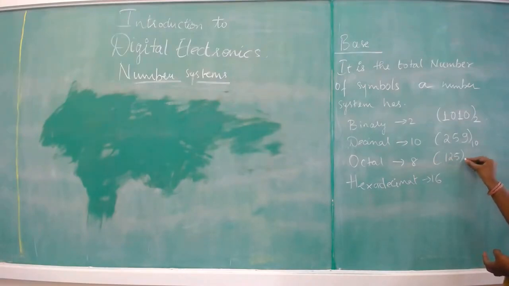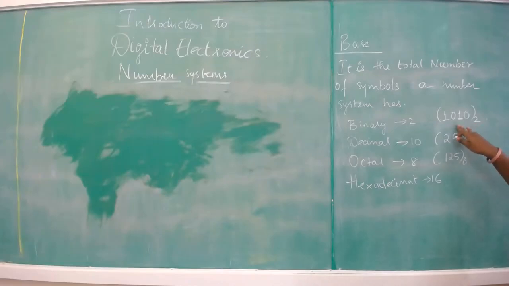125, okay? I will write 8. It simply indicates that the number I am looking at is an octal number, okay? Here 256 is a decimal number because it has a base 10. It is a binary number because it has a base 2, okay?